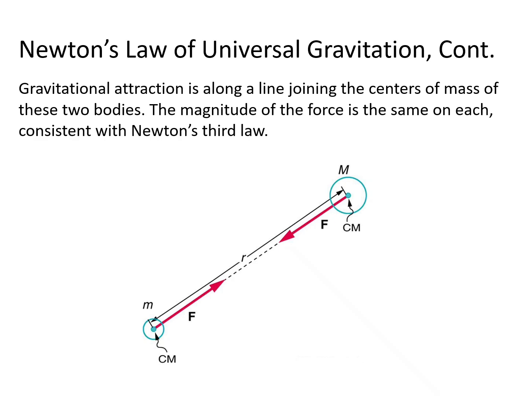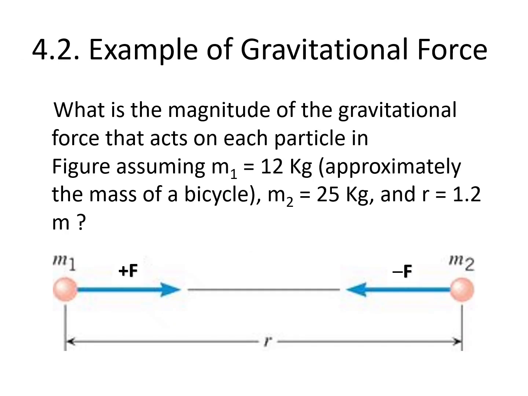Next, let us calculate the gravitational force between two ordinary masses. In this example, we are asked to find the magnitude of the gravitational force acting on each particle. The two masses are m1 equals 12 kilograms and m2 equals 25 kilograms. The distance between the two particles is 1.2 meters. The question asks for the magnitude of the force. Magnitude means we only need the size of the force and not a positive or negative sign.